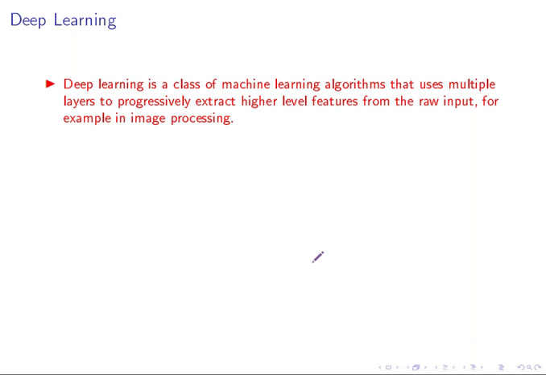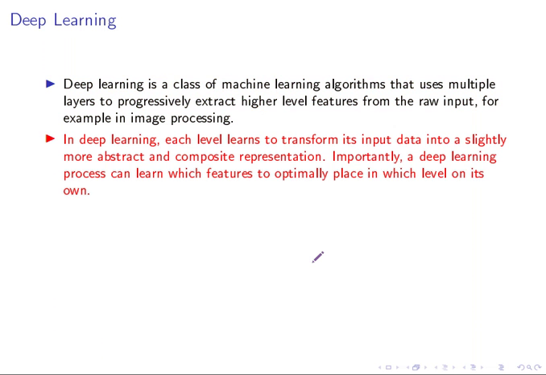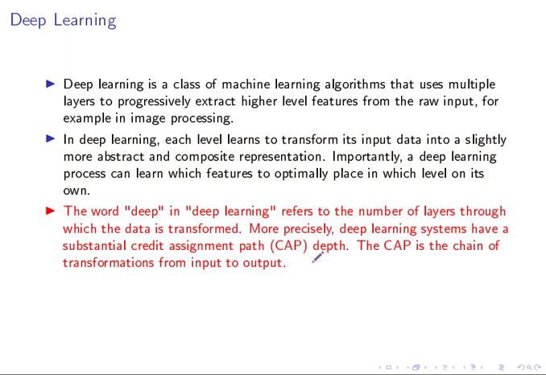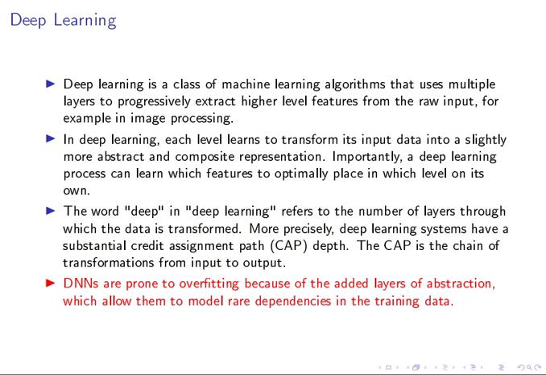Deep learning is a class of machine learning algorithms that use multiple layers to progressively extract higher level features from the raw input, for example in image processing. In deep learning, each level learns to transform its input data into a slightly more abstract and composite representation. Importantly, a deep learning process can learn on its own which features to optimally place in which level. The word deep refers to the number of layers through which data is transformed. More precisely, deep systems have a substantial credit assignment path, or CAP. The CAP is the chain of transformations from input to output. That means the input is transformed in multiple steps: one layer does one kind of transformation, another layer does another kind.